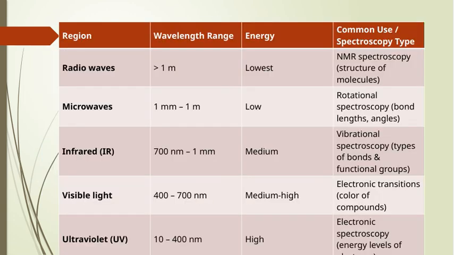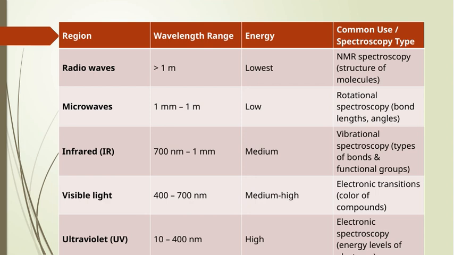Let's take a closer look at the electromagnetic spectrum, starting with radio waves. These have wavelengths longer than 1 meter and carry the lowest energy among these waves. They are primarily used in NMR spectroscopy, which is essential for determining the structure of molecules. Moving to microwaves, which range from about 1 millimeter to 1 meter in wavelength, they have slightly higher energy. These are commonly used in rotational spectroscopy, helping us understand bond lengths and angles within molecules.